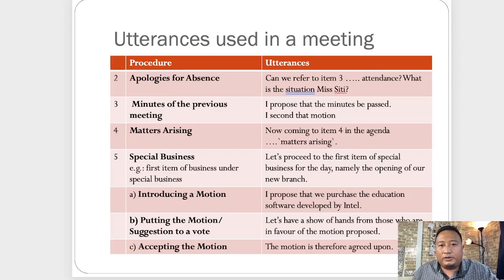Alright. I propose the minutes to be passed. I second the motion. That motion and so on. Alright. Now coming to item number 4 in the agenda, matters arising. This is how you conduct the meeting as the chairperson. Alright, use these sentences and so on. I propose that we purchase the education software developed by Intel, for example. Alright, let's have a show of hands from those who are in favor of the motion proposed.